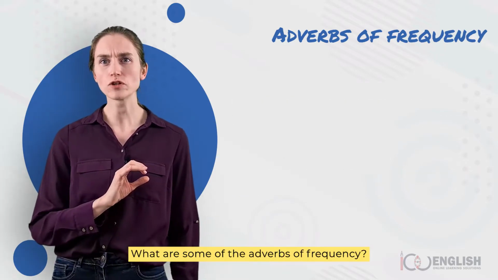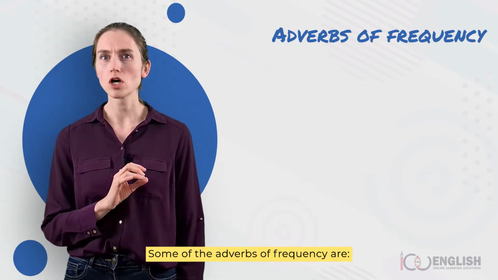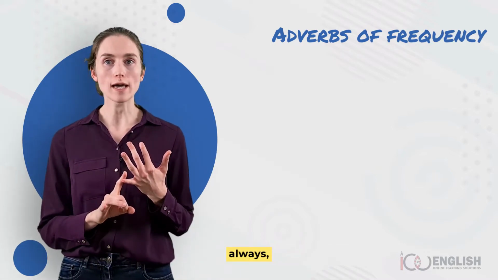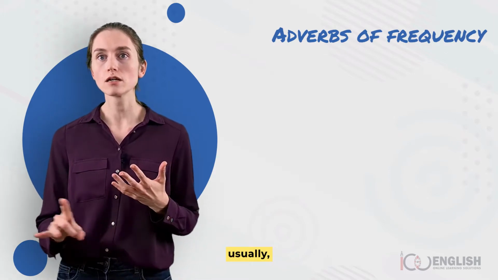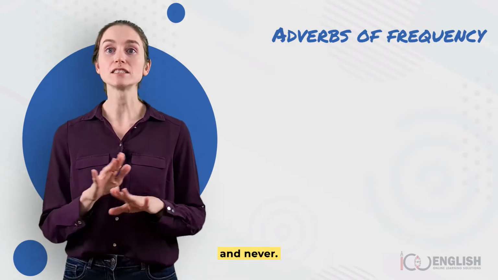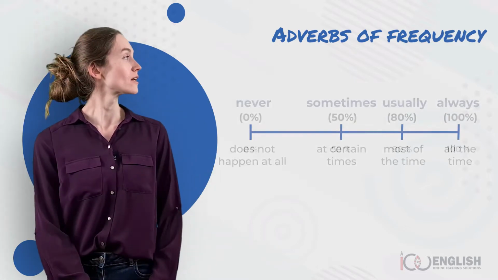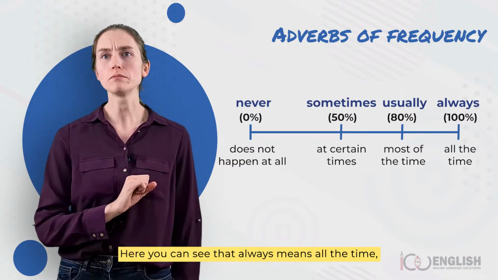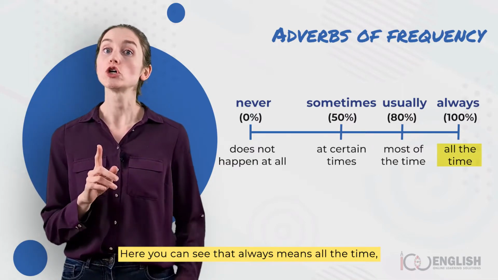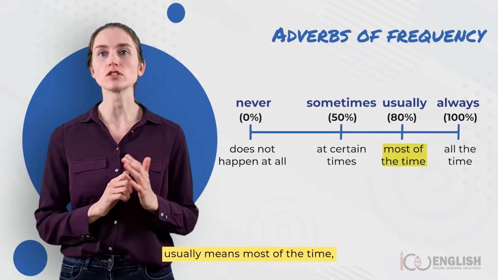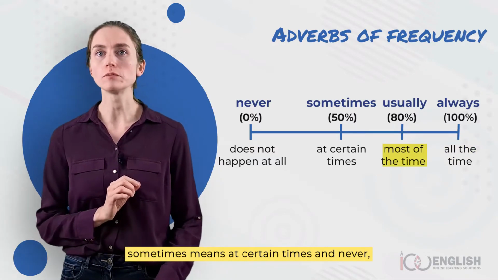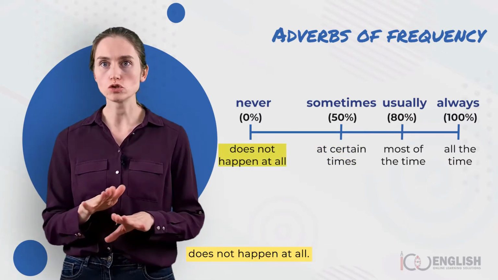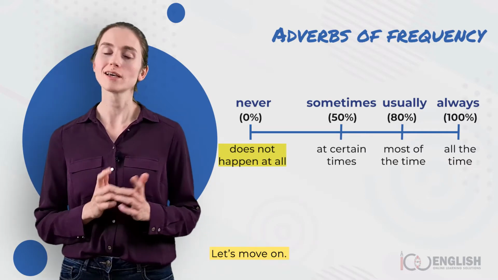What are some of the adverbs of frequency? Some of the adverbs of frequency are always, usually, sometimes, and never. Here you can see that always means all the time, usually means most of the time, sometimes means at certain times, and never does not happen at all. Let's move on.